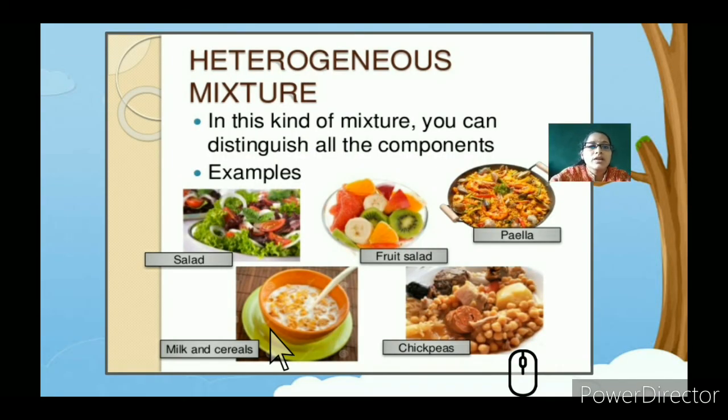So let's see some examples of heterogeneous mixtures. In this kind of mixture, you can distinguish all the components. Salad: you can see a mixture of vegetables, then you add pepper, salt, etc. You can see that the tomato, beetroot or any other green leafy vegetables you have added are separated out. Such mixtures are known as heterogeneous mixtures. You can also see milk and cereals, as I told before. They can be separated out, and it is a heterogeneous mixture. It is not uniform in nature.